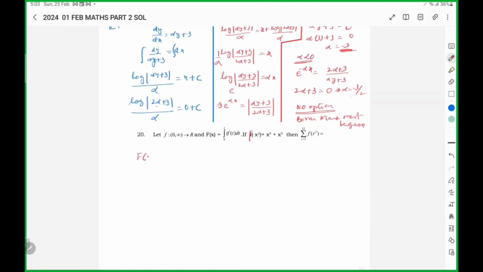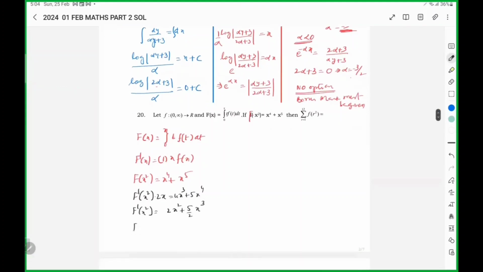Here it is f of x is integral 0 to x of t f of t dt. f dash x will be, by Leibniz rule, differentiating the upper limit and then substituting the upper value in place of t. So from here, f of x square, he has given as x power 4 plus x power 5. Differentiating, 4x cubed plus 5x power 4. So f dash x square equals 2x square plus 5 by 2 x cube. So replacing x with root x, you get here 2x plus 5 by 2 root x whole cube.